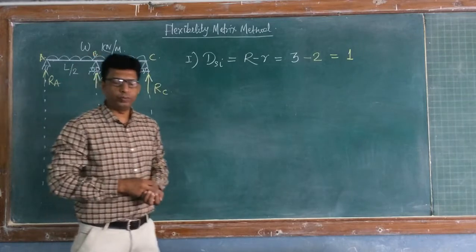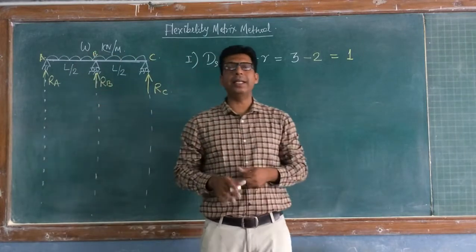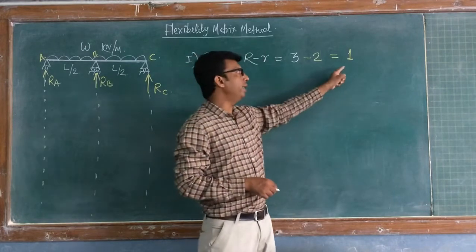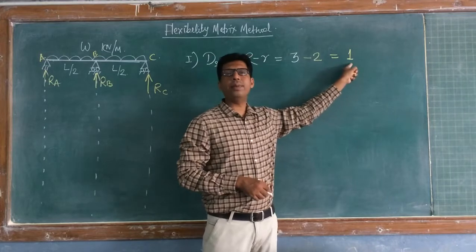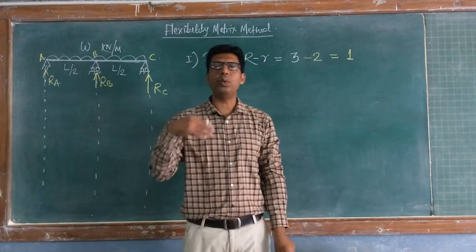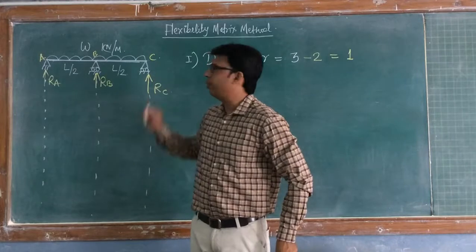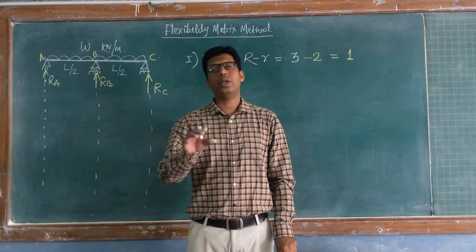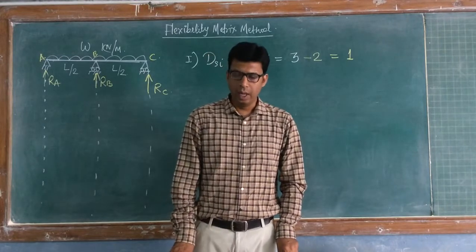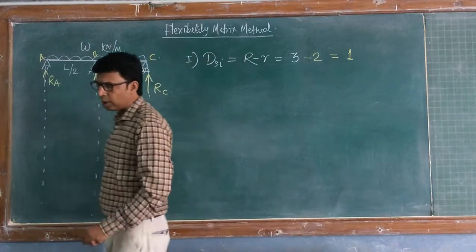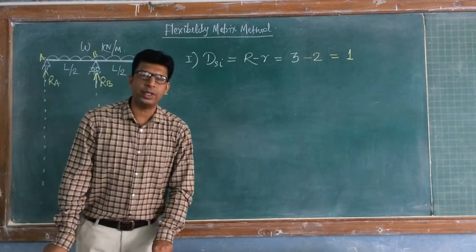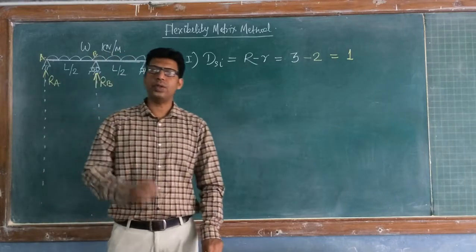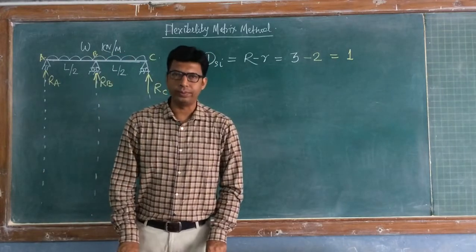Now step number 2, make the given beam statically determinate. It is already indeterminate by 1. It means if you remove any one reaction from the given beam, the remaining reactions will be 2 and the structure becomes statically determinate. So in the second step you have to make the given beam a statically determinate structure, which is also called the release structure. It means we are releasing one unknown.